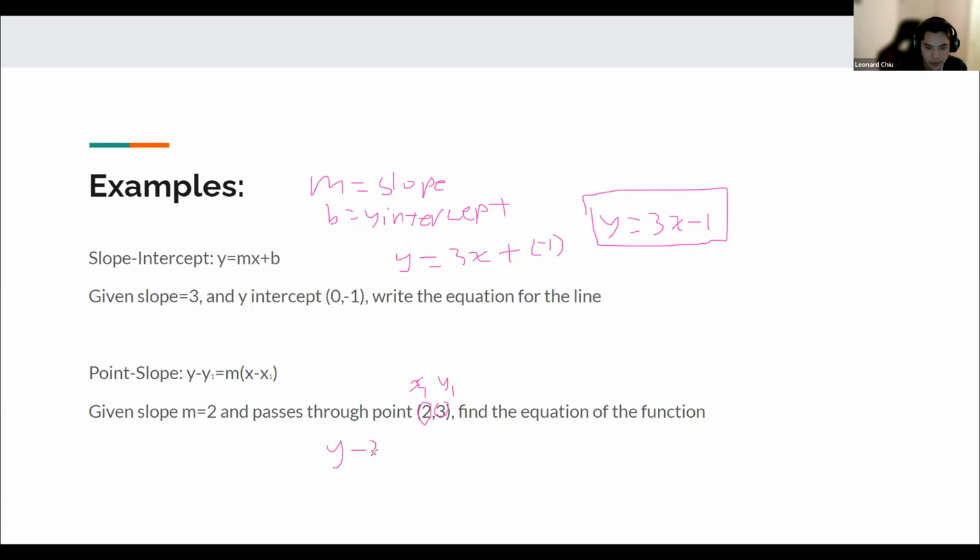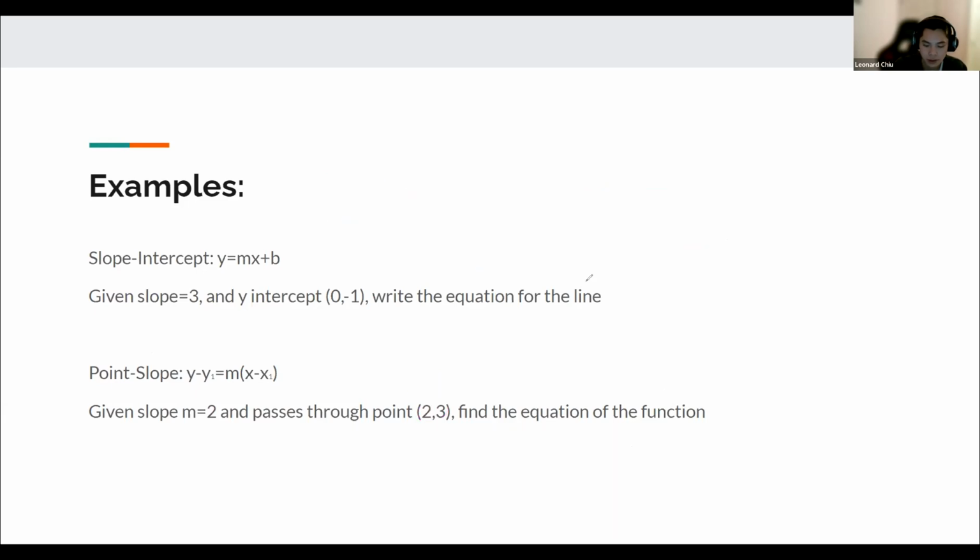y minus 3 equals m, which is 2, times x minus 2. And that's it. That's the point slope formula, or point slope style. If you want to change it into slope intercept form, then you need to multiply everything out and also isolate y on one side. But this will be the answer right here. All right, let's keep going.